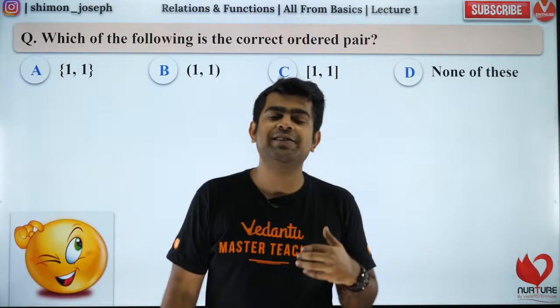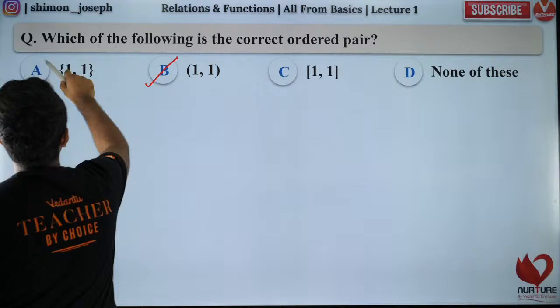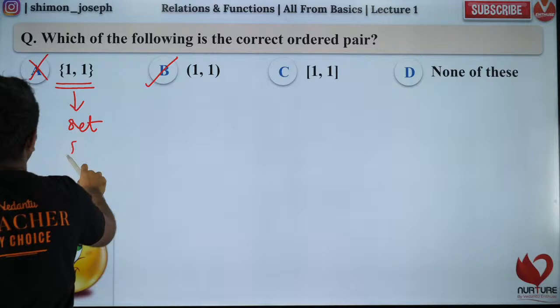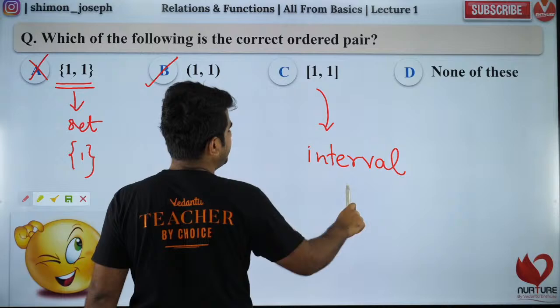It is 1, 1 kept inside an open bracket, which you can call a parenthesis. So it is option B, which is absolutely right. A is wrong because this is a curly bracket, that means it's a set, and in a set you cannot repeat elements, so it'll be just one element. And this is an interval. It contains everything between 1 and 1, so it is just one element, 1. So obviously A is wrong, C is wrong, and D is none of these.